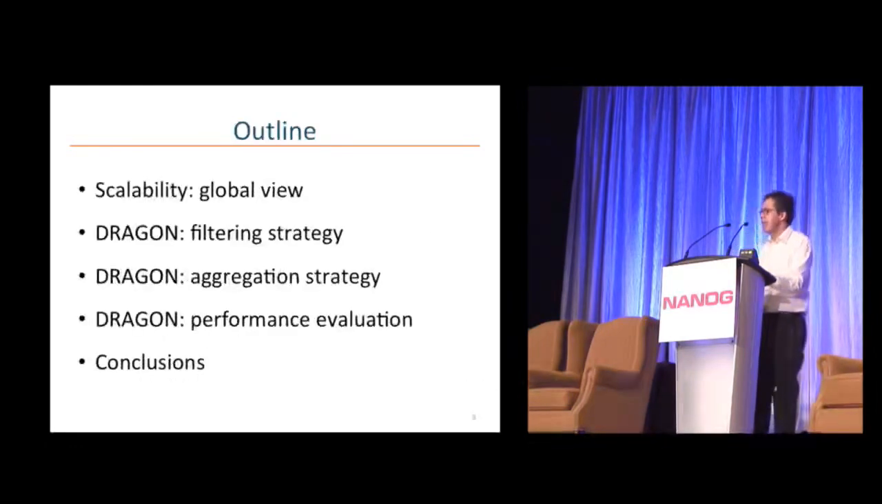So, in the remainder of this talk, I will present DRAGON. The art and the science of inter-domain routing lies much in our ability to relate global routing behaviors to local routing procedures. I will start with a global view of internet scalability. DRAGON is our set of local procedures to realize that global view. It consists of a filtering strategy and an aggregation strategy. I will also present some performance results on DRAGON.